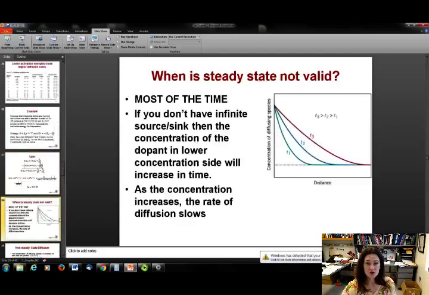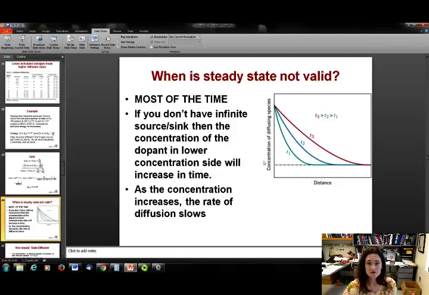Now to conclude, I want to say that what we've gone over, Fick's first law, is for the steady state, which gives you a linear concentration gradient. When is steady state not valid? Most of the time. Most of the time steady state is not valid. If you plot the concentration with distance, for most applications you're going to get a nonlinear curve. You're going to get something that looks like a decaying exponential, maybe a power law depending on your circumstances, but you're not going to get a linear profile for most circumstances.